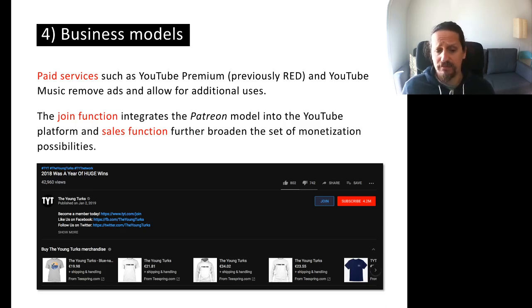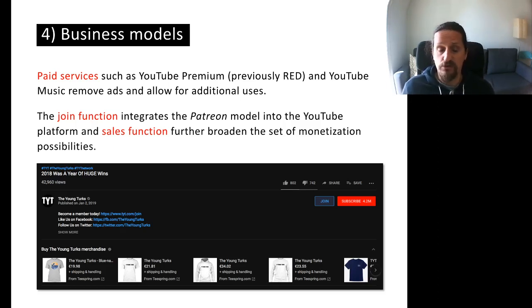And indeed, this changes also on YouTube's side quite a bit. Here, for example, you can see two relatively new features that YouTube integrated into the interface. On the one side, the built-in merch store, right? Here's the Young Turks channel, and you can buy t-shirts with that integration, and then also the join function, which is very similar to Patreon, right? So if I join a channel, then I can pay a monthly donation or a monthly token of appreciation to a channel. So actually very similar to Patreon in that sense.